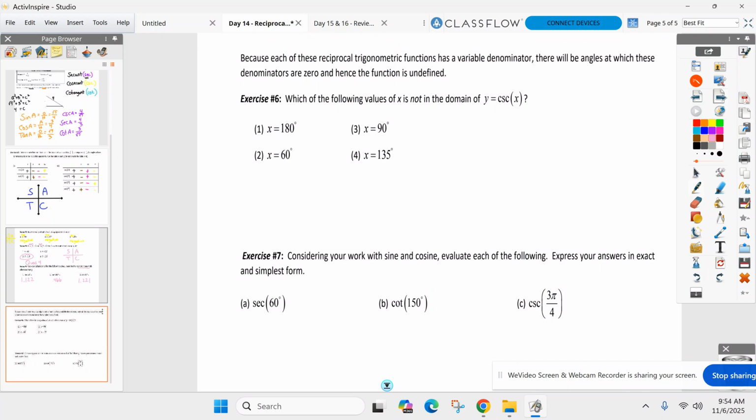Which one's not in the domain? Oh boy, that's a big word. Yeah, which one's not in the domain of cosecant x? Basically, which one of these degree measures gives you an undefined value for cosecant? Okay, that's what it means when it's not in the domain, undefined. So which one of these degrees would give you an undefined answer with cosecant, CSC?